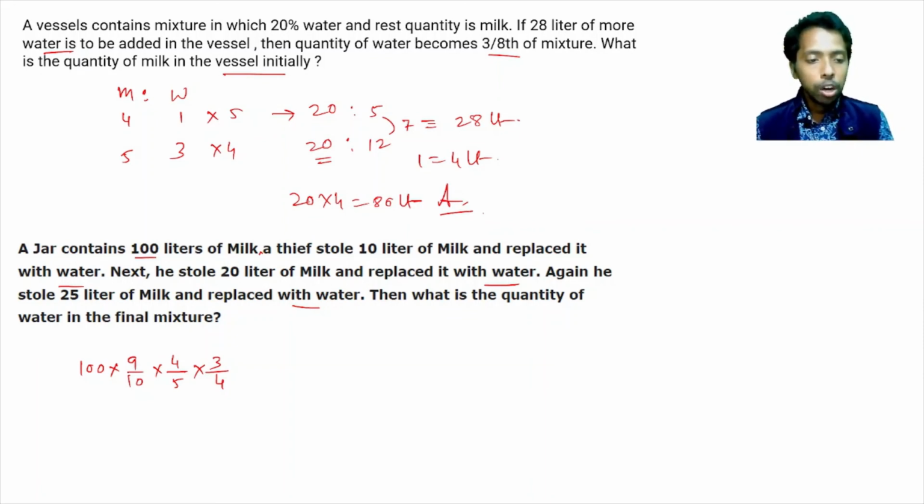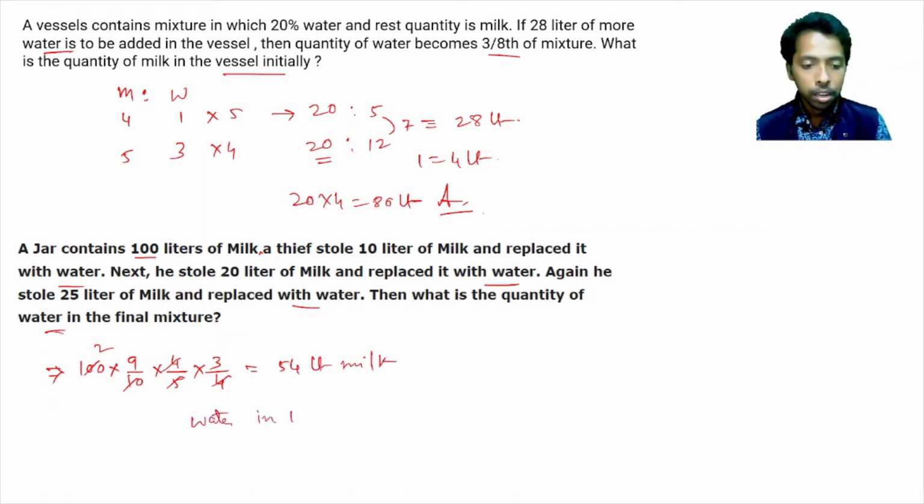Then the quantity of water in the final mixture. We are dealing with the concentration of milk here. So whatever it comes to, if we subtract this value from 100, we will get the quantity of water in the final mixture. Let's do it. So this is 50, this 4 goes, this is 2, this is 27, so 54 liters. This is the milk part, right? So water in the final mixture is 100 minus 54, which is 46 liters, and this is the answer.